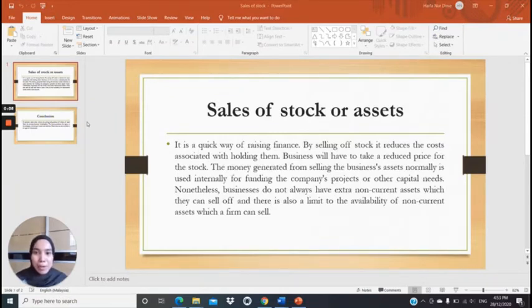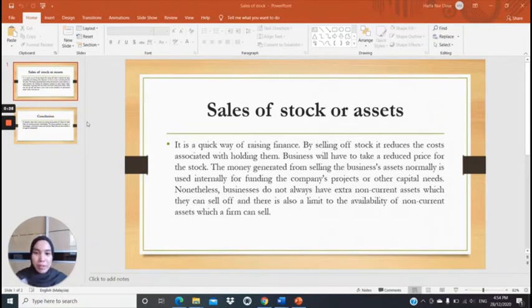So I'm going to talk about sale of stock or asset. It is a quick way of raising finance. By selling off stock, it reduces the cost associated with holding them. The business will have to take a reduced price for the stock.